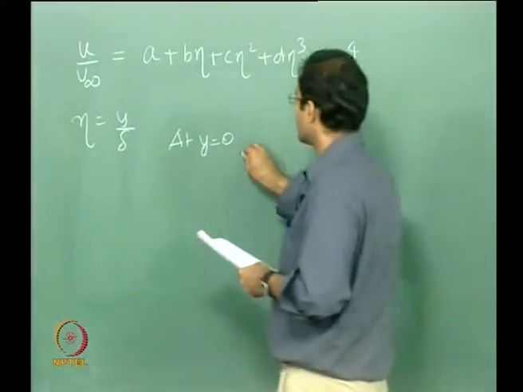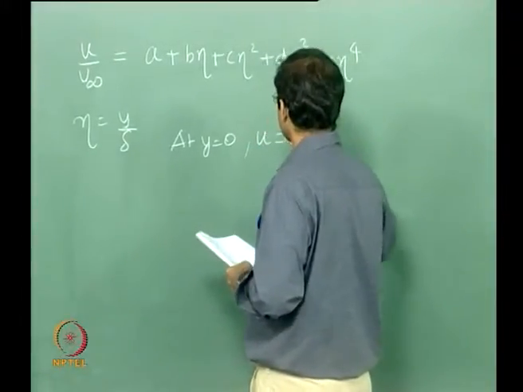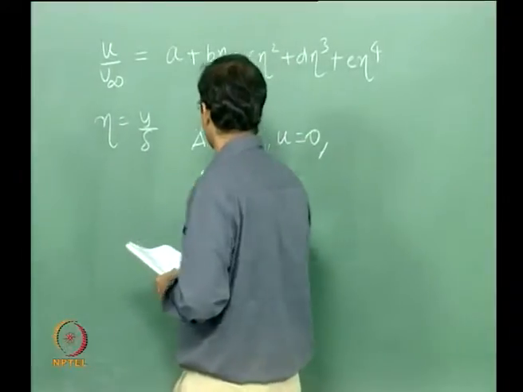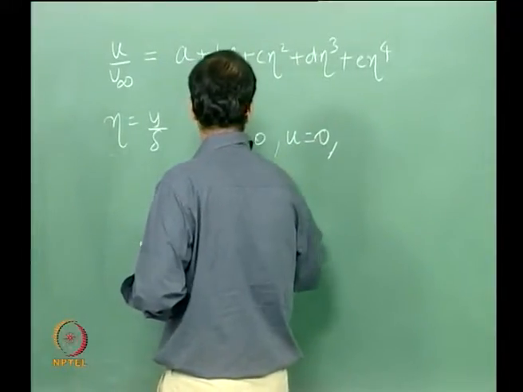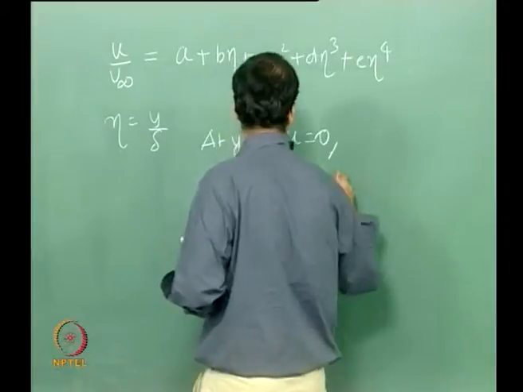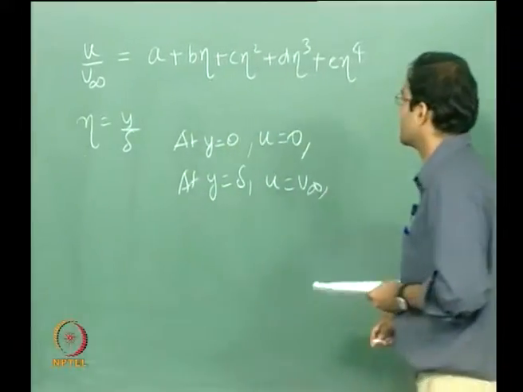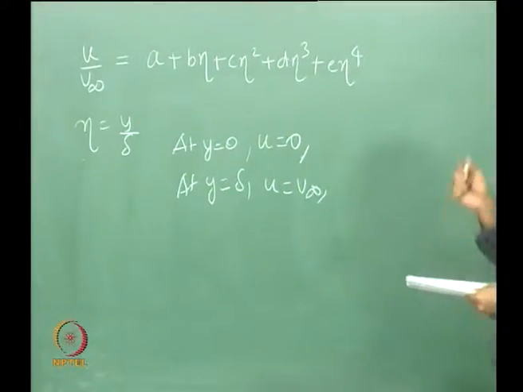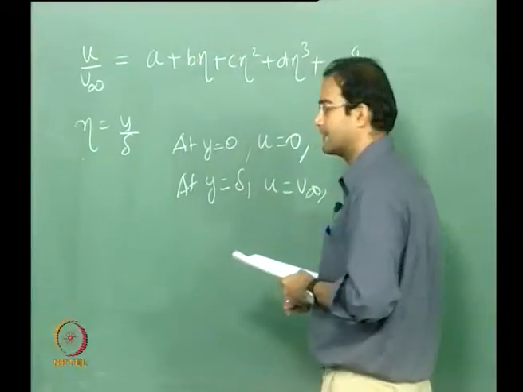U equal to 0, that is the first boundary condition, and at y equal to delta, u should be equal to u infinity. So two boundary conditions we have, so we need 3 more, okay. So at y equal to 0, what else?